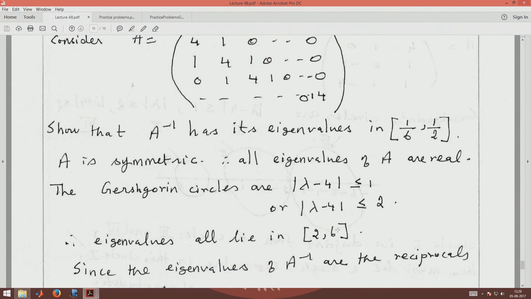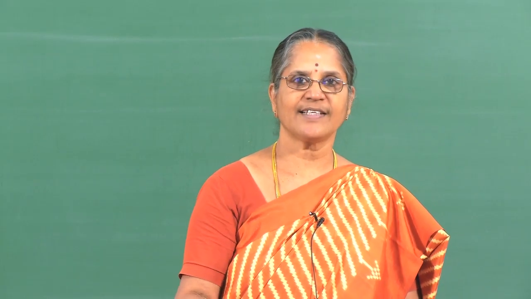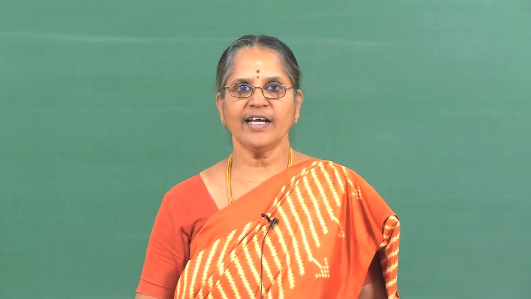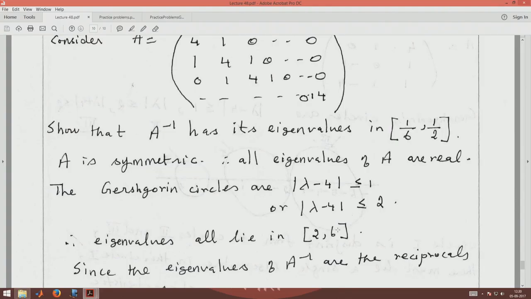So, what are these eigenvalues? They are the eigenvalues of matrix A. So, Gershgorin circles theorem tells us that all the eigenvalues of A are real and all the eigenvalues of the matrix A lie within the interval 2 to 6.